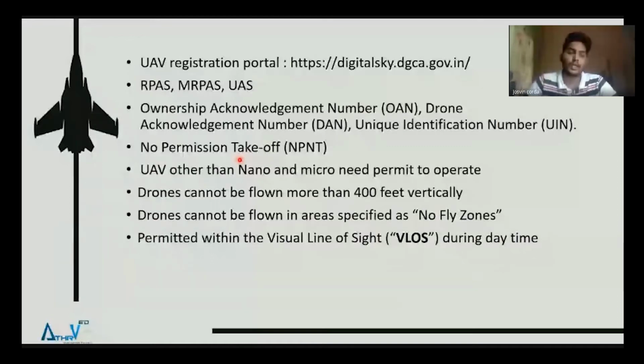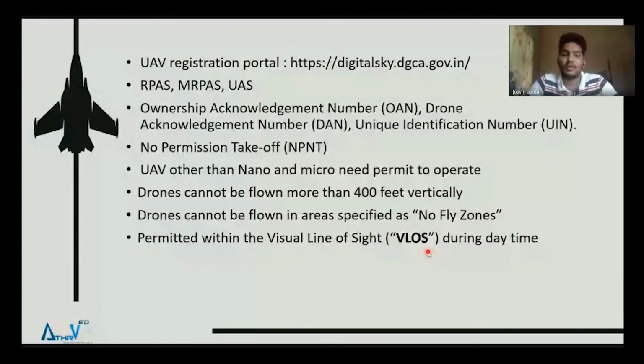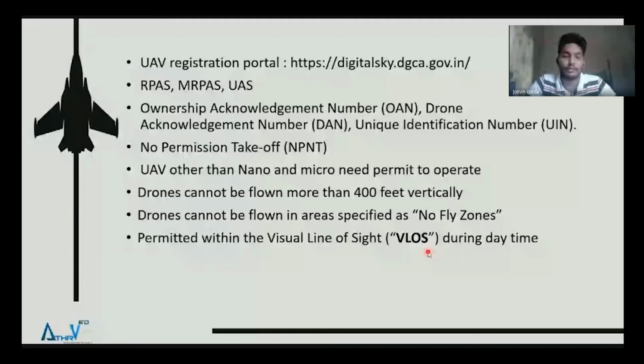And drones cannot be flown more than 400 feet vertically unless you have special permission and clearance from the aircraft control. Because this is the point from which the airspace starts. 400 feet and above is the area in which aircraft typically fly during takeoff and landing. So unless you have special permission, it is never advisable to fly your drone more than 400 feet.